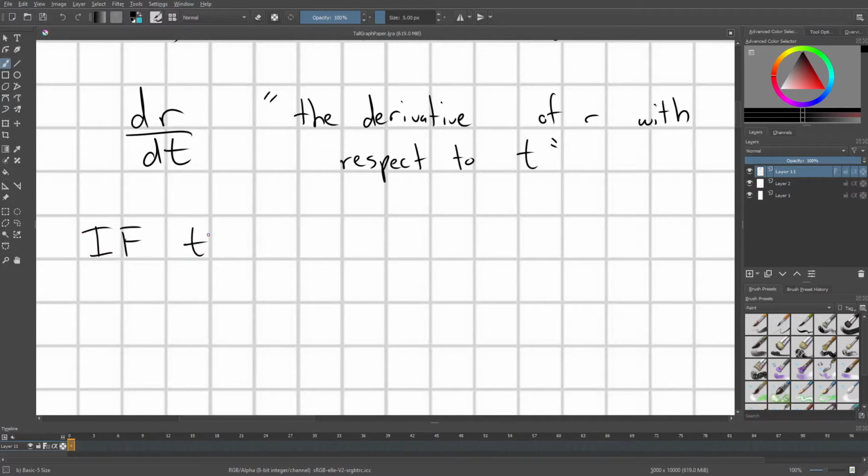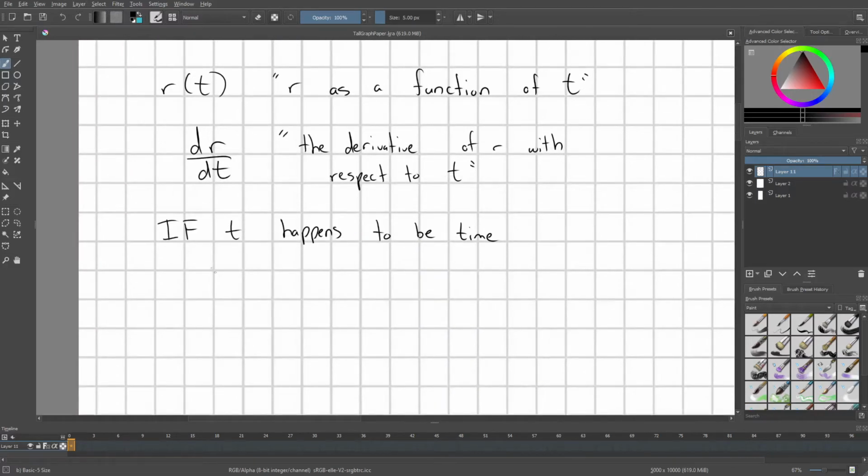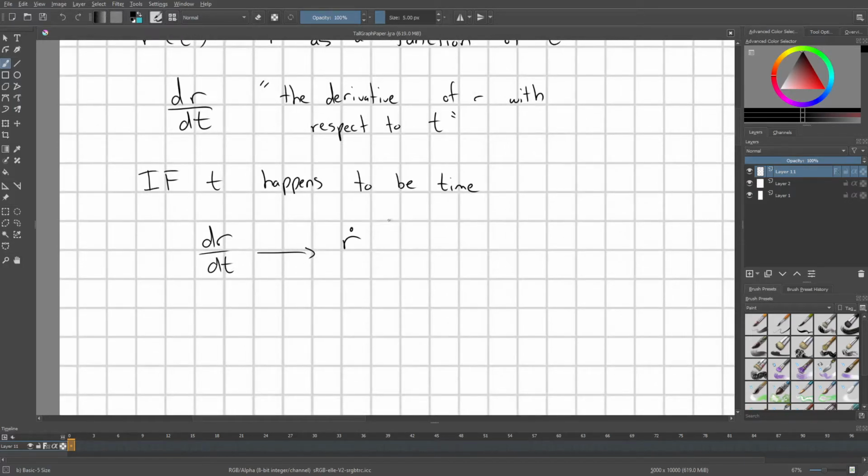If t happens to be time, which in a lot of situations in physics it is time, then dr over dt can be written as r dot. So this dot is a time derivative. Okay?